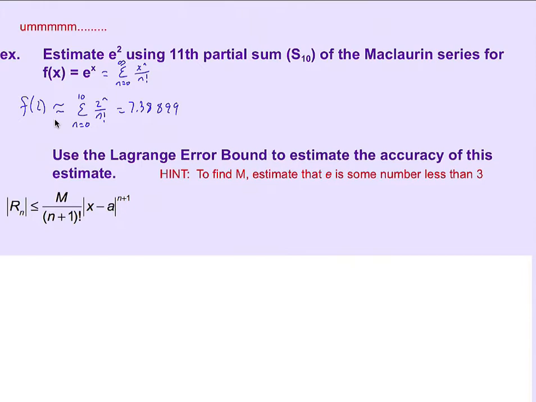So the Lagrange error bound tells us, like we saw a second ago, that the biggest that the error could possibly be is this M divided by (n plus 1) factorial times (x minus a) to the n plus 1. We'll get to the M in just a second, but we used a 10th degree polynomial, so we're going to have to use 11 factorial here, and x minus a. Remember, it was a Maclaurin series that we used, and we plugged in 2 for x. So 2 minus 0 is 2, to the 11th.